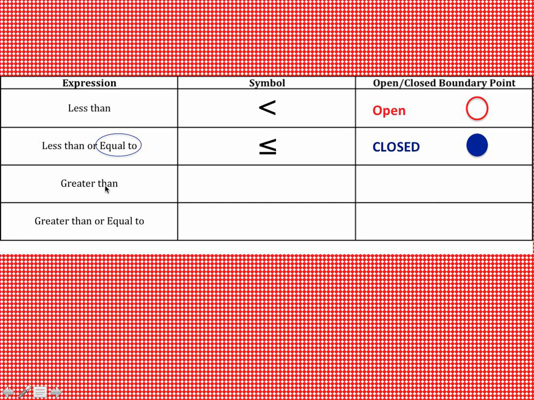Greater than. Well, if less than goes this way, then greater than goes the other way. So greater than looks like that. Again, an open circle because there's no equal sign. It looks something like that. Greater than or equal to. Well, now I'm back to that equal to thing. Greater than or equal, so it looks like that. Closed circle because of the equal sign. Fill in the dot. All right.